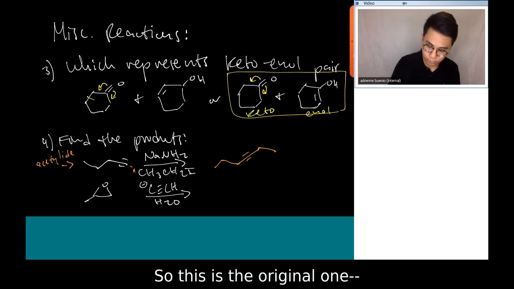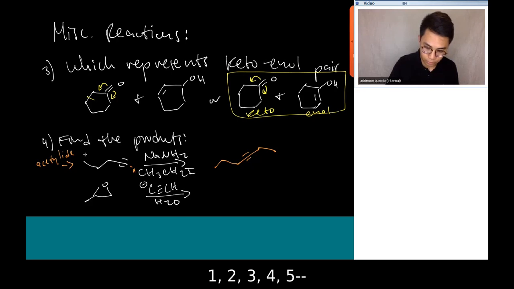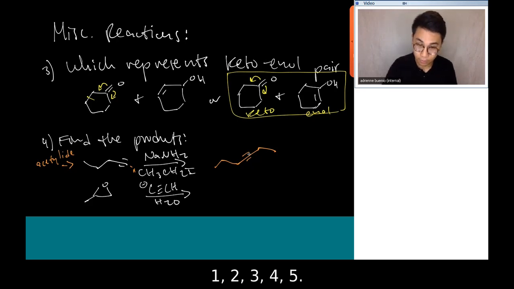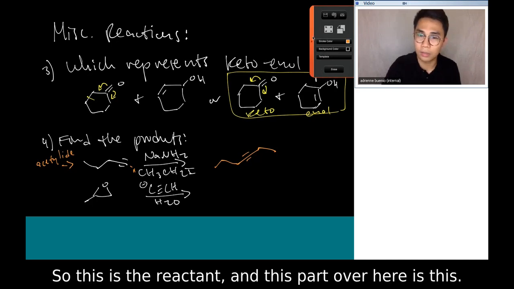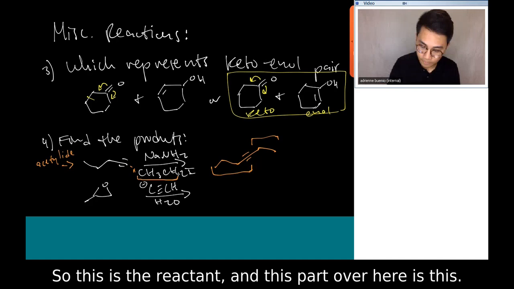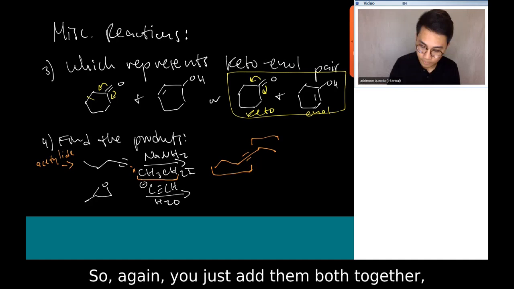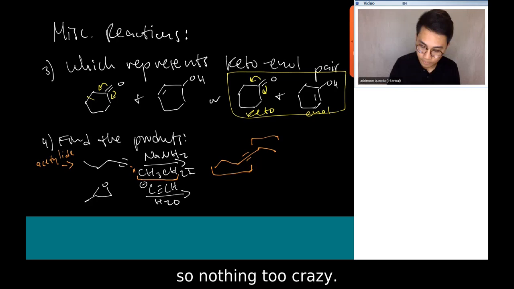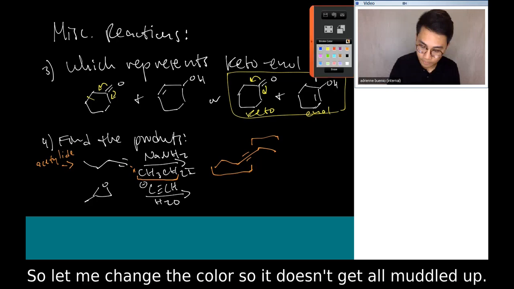So this is the original one. 1, 2, 3, 4, 5. 1, 2, 3, 4, 5, right? And let me color code it actually. So this is the reactant, right? And this part over here is this, right? So again, you just add them both together. So nothing too crazy. So let me change the color so it doesn't get all muddled up.